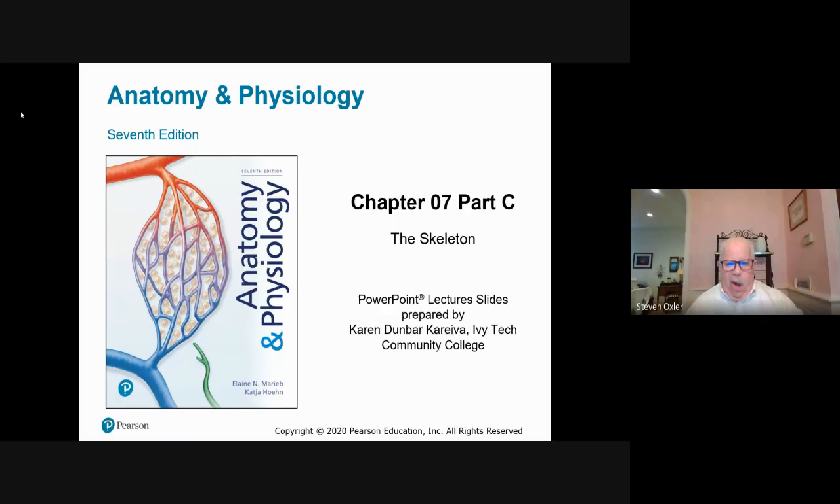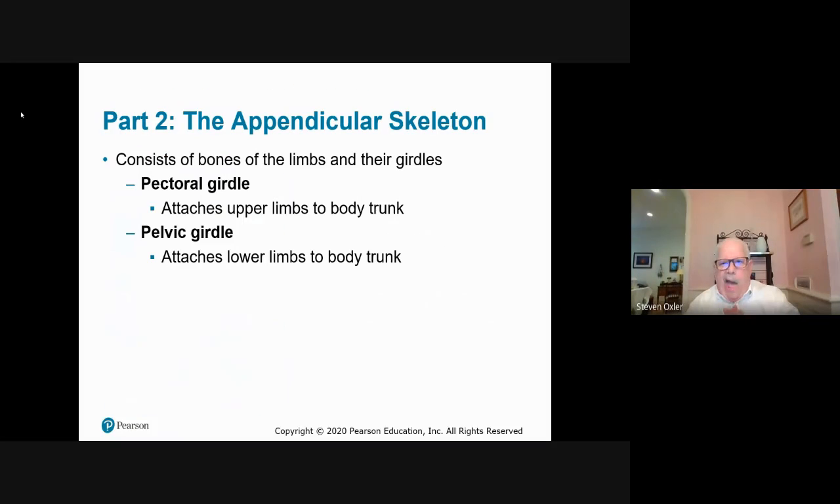Okay, let's go into the appendicular skeleton. The appendicular skeleton consists of two girdles. A poor term, but the pectoral girdle is the upper limbs. Basically, the pectoral girdle is your shoulder, and also the pelvic girdle, which is your hip girdle, your hip joint.